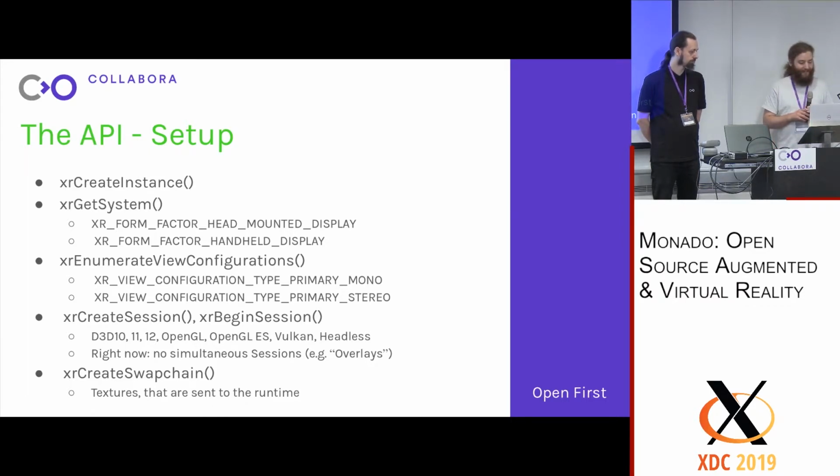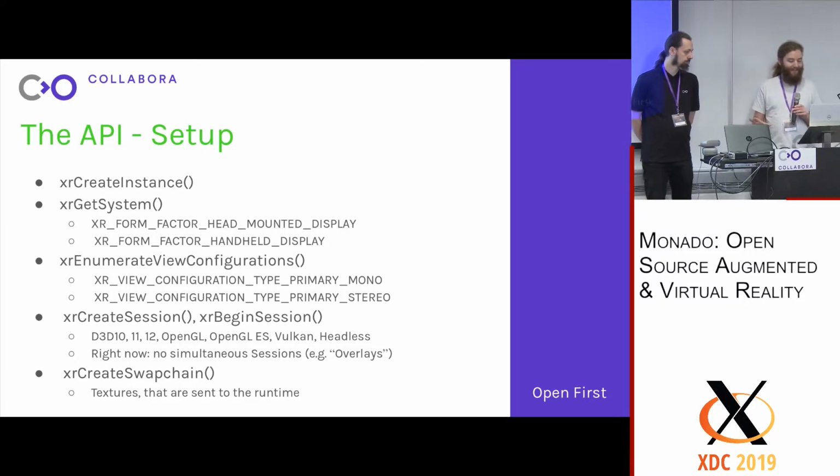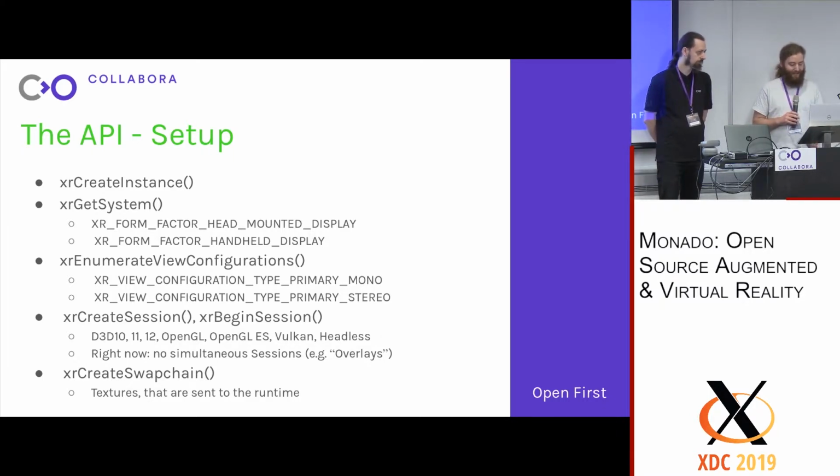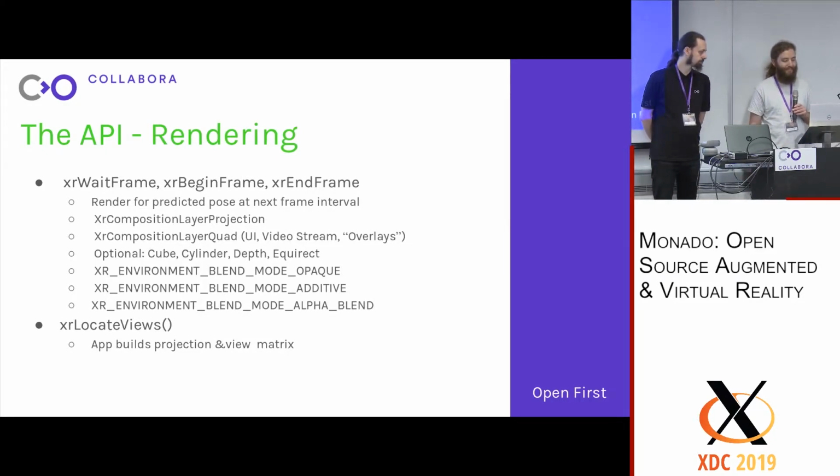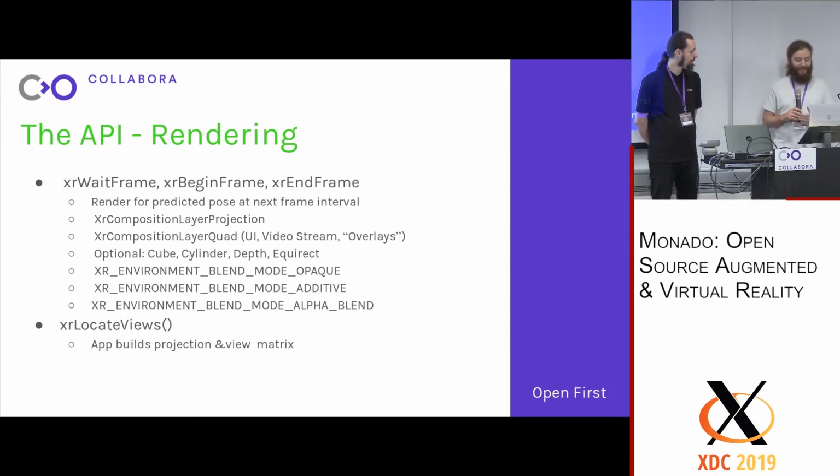A very short mention, xrCreateSwapchain is a command to create textures that you will use to send your rendered images to a runtime. I will not go deep into rendering, so this has to do for now. Rendering with OpenXR works in a cycle where you call xrWaitFrame, xrBeginFrame, and xrEndFrame.